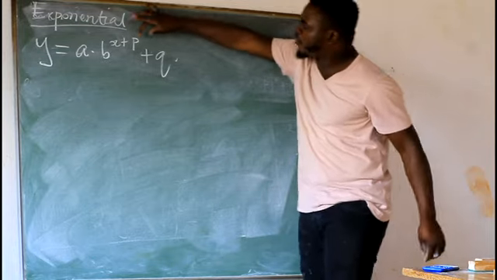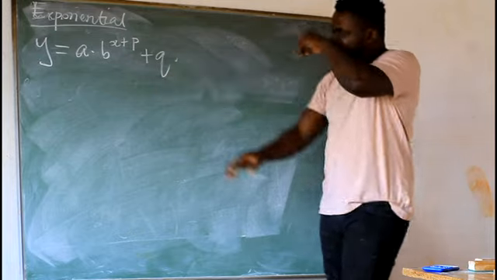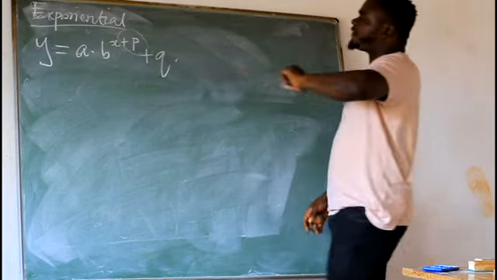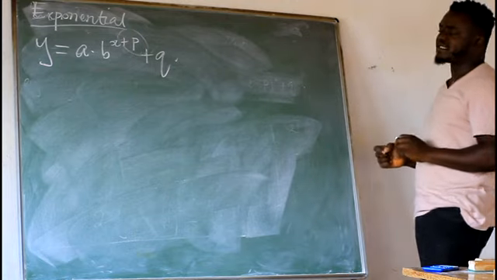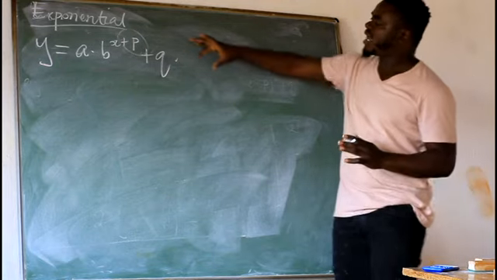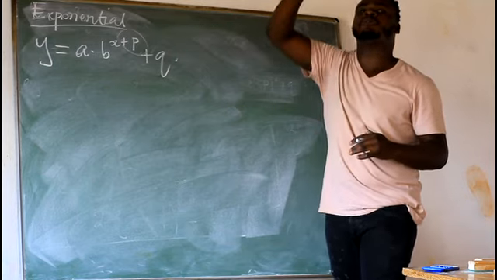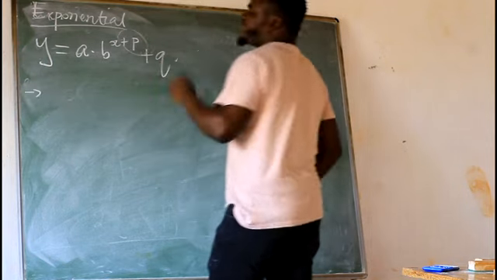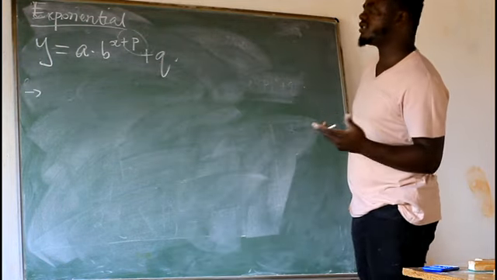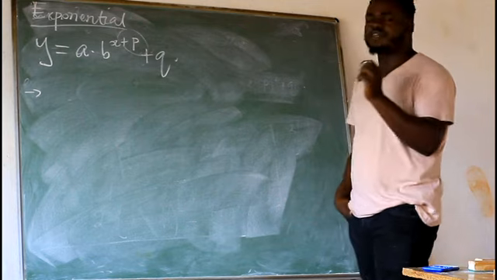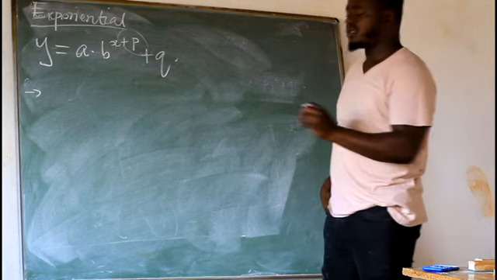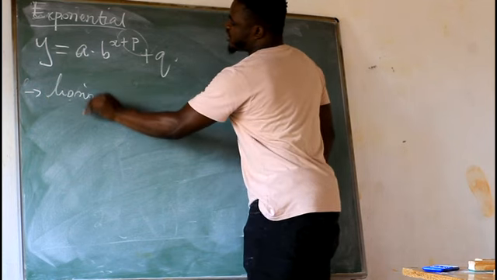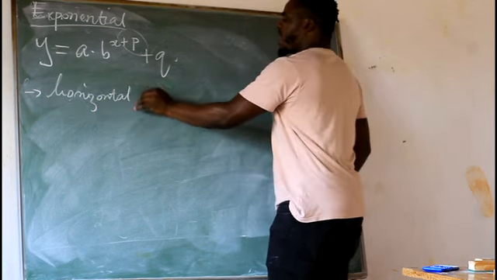The effect of p and q, I explained that. I said that the effect of p shifts the graph either to the left or to the right. And the effect of q, I told you that it shifts the graph up or down. Now, our a determines the shape of the graph. It's still the same. But what is it that you have to know about the exponential graph? The only thing that you have to know is about the horizontal asymptote. It has the horizontal asymptote.